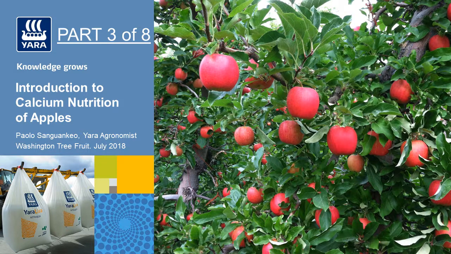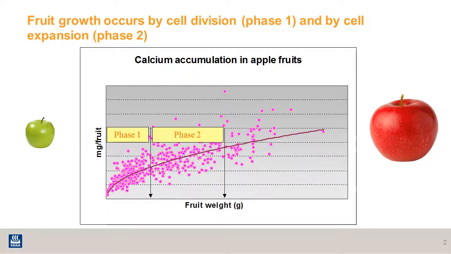Hello, and for this presentation, I will talk about apple fruit calcium content. Here's a chart that shows the calcium accumulation in apple fruit. Here we have the calcium in milligram per fruit and fruit weight. You can see that there are two distinct areas in this chart. We've got phase 1 and phase 2.